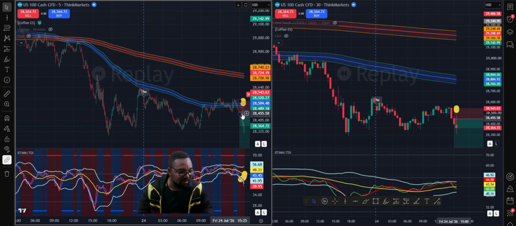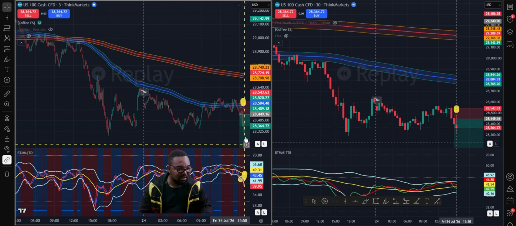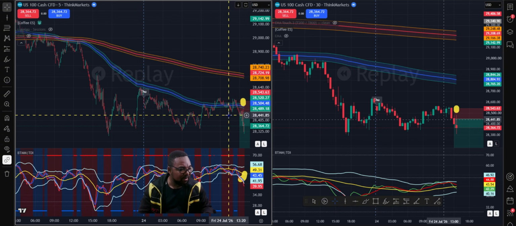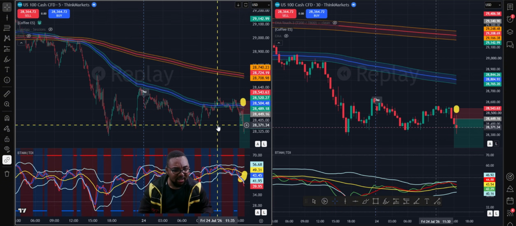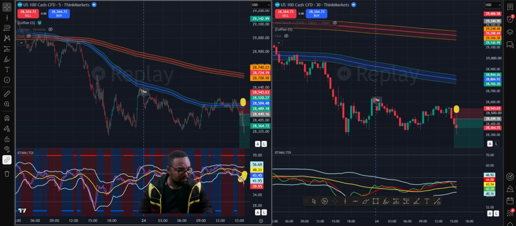Now our entry was around here, right? Our entry was around here, right? And then our stop loss just above this EMA, right? We target one is a 3-to-1 risk to reward ratio or 5-to-1 depending on the instrument. But for a Nasdaq instrument and NAS100, usually 5-to-1 will do. Okay, let me play.